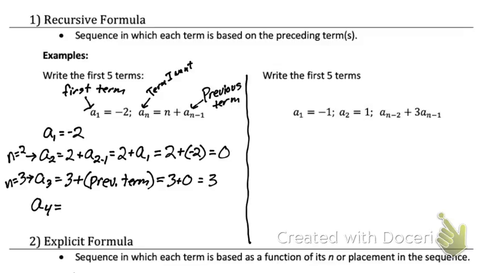And this will make your life a lot easier because for 4, well, my n equals 4. So we are going to have 4 plus my previous term, which is 3, which should equal 7. I know it says find the first 5, but we're okay at 4. I think 4 gets the idea across.